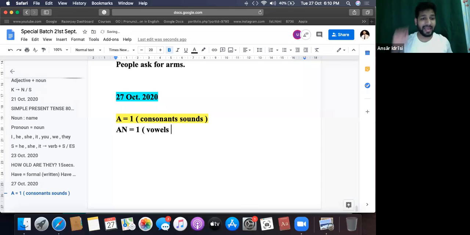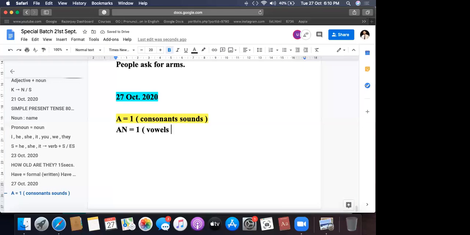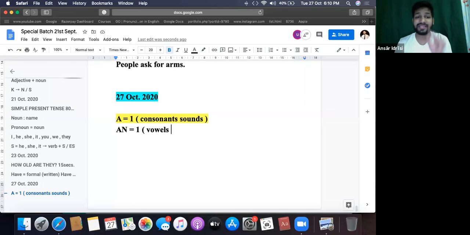So we are using "an" when something is only one. And our teacher taught us that we use "an" before a singular countable noun beginning with vowels. Correct? It is only half the definition.